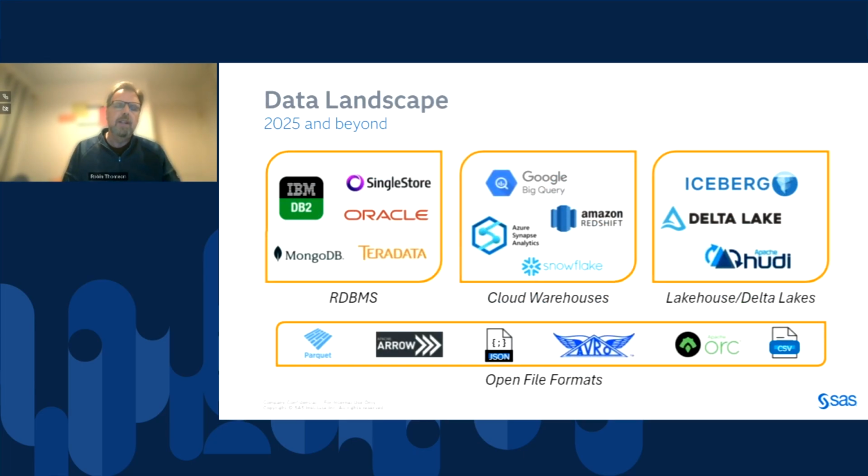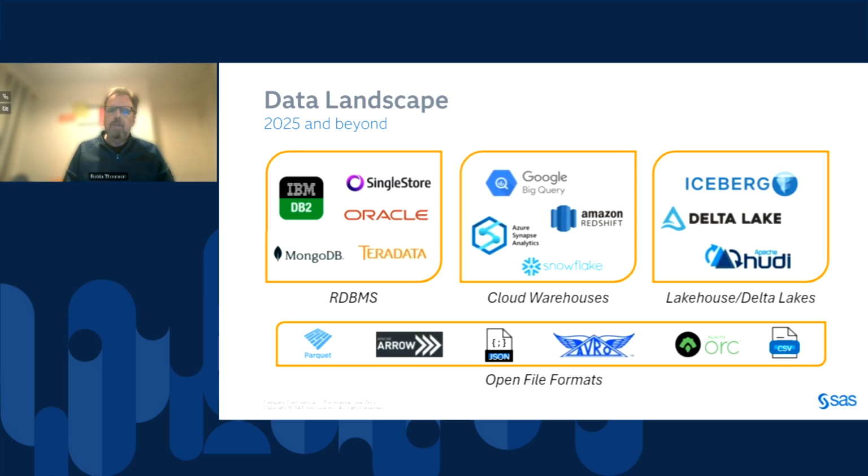Okay, so the landscape is constantly changing and moving over the years. In the past, the RDBMS, the relational database management systems, things like Oracle, Teradata, IBM, etc., were the big heavy hitters. And as you all know, we've been engaged and integrated with those for a long, long time. Over the last 5 to 10 years, we've seen the growth of the cloud warehouses, things like Google BigQuery, Amazon Redshift, and Snowflake. Again, we've got great connectivity for those platforms as well.